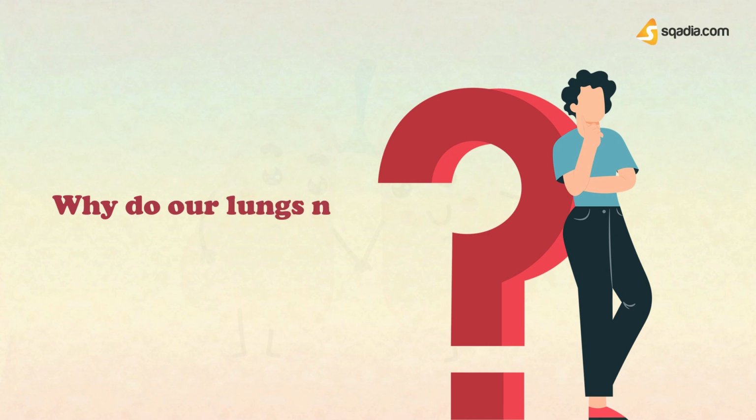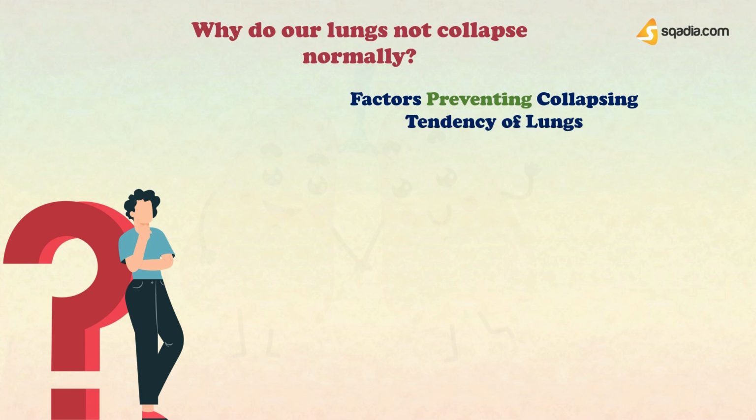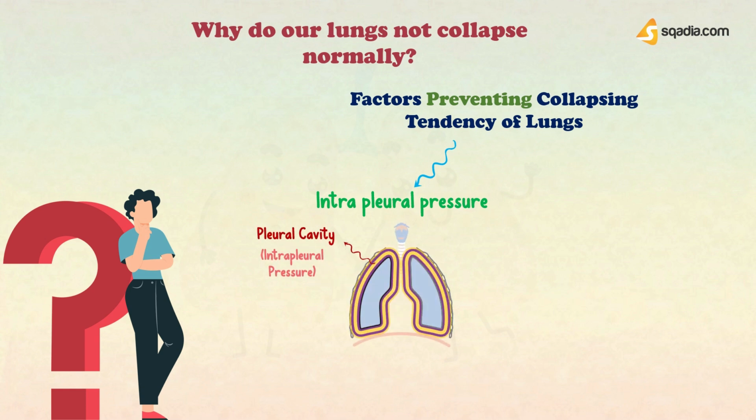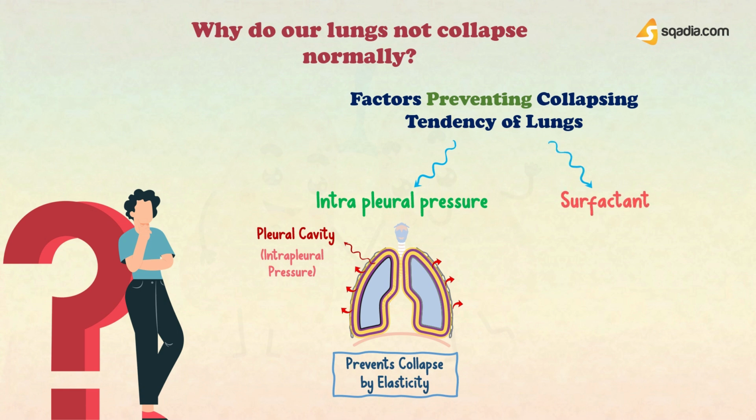Now you must be thinking, then why do our lungs not collapse normally? Fortunately, there are some factors which save the lungs from collapsing. Now, in spite of the elastic property of lungs and surface tension in the alveoli of lungs, the collapsing tendency of lungs is prevented by two factors again. One of them is intrapleural pressure, which is the pressure in the pleural cavity that is always negative. And because of negativity, it keeps the lungs expanded and prevents the collapsing tendency of lungs produced by the elastic tissues. The other one is surfactant.